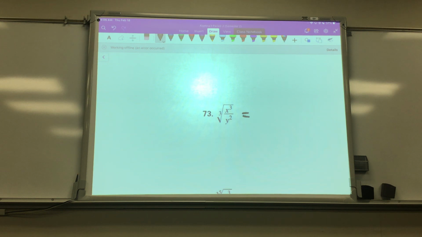Okay. So on here, can't have that fraction inside the radical, correct? So we'll split it up. Cube root of x cubed. Cube root of y squared, correct?